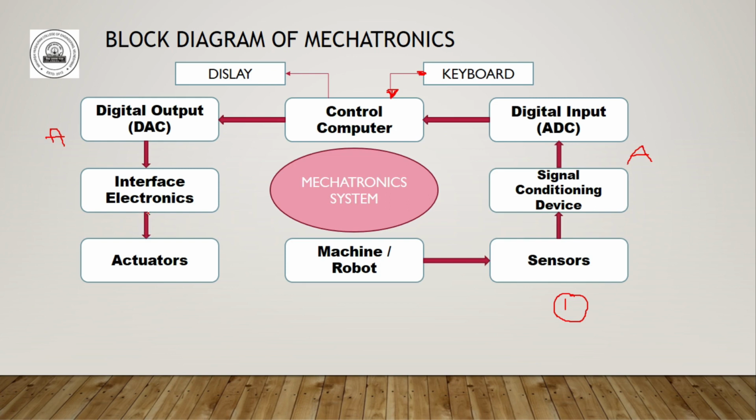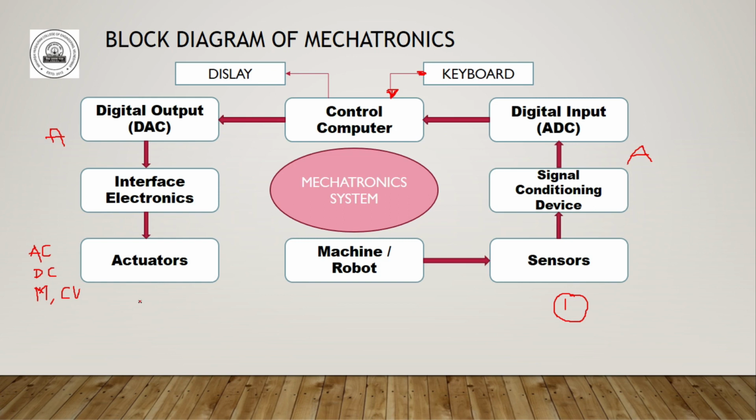Then what are the actuators? Actuators are devices that will control your final control element. Examples could be AC machines or DC machines or even motors or control valves. So these are examples of actuators. An actuator is a device that will control the final element.